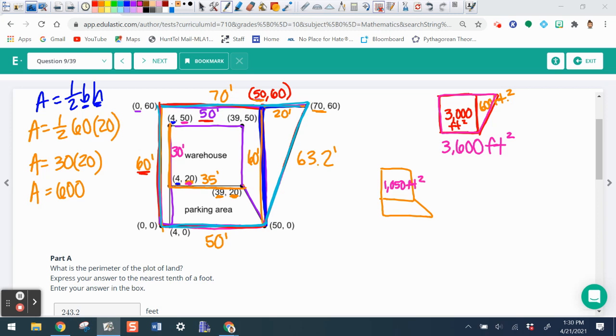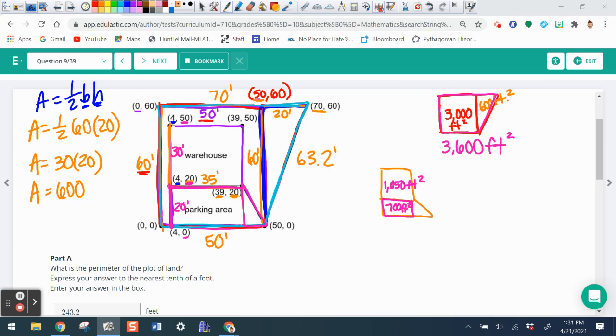Now we have to find the area of the parking. I'm going to do it the same way. I'm going to divide it into a rectangle and a triangle here. We can't forget that little triangle. We already know that this length is 35. We just need to find the height here. I believe the height of this point is 20, and the height of this point is 0. So the height of the parking area would be 20 feet. To find this portion right here, we just need to multiply 20 times 35, the length times the width, if you will. And we get 700 square feet.